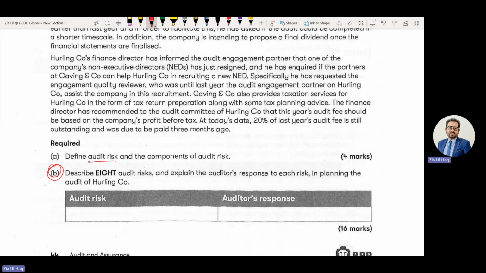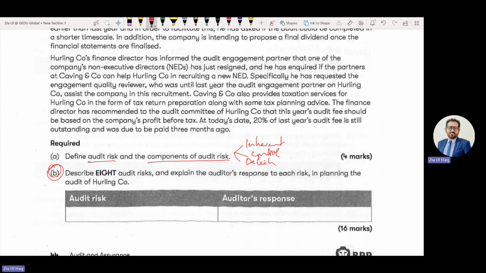A risk of giving an inappropriate opinion due to undetected misstatements. And the components of audit risk, there are 3 components of audit risk. What are those? Inherent risk, control risk, and detection risk. We need to provide 4 definitions.